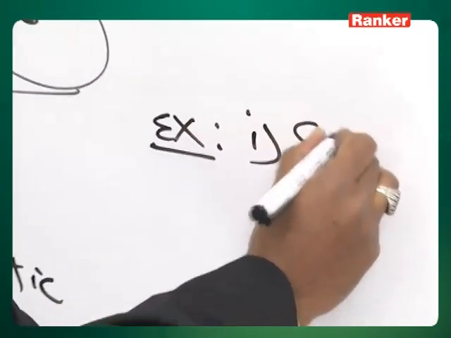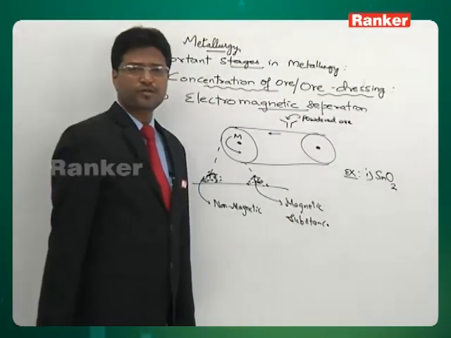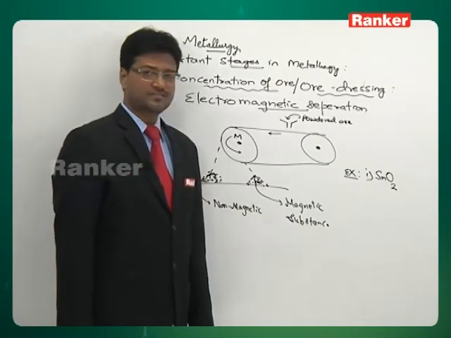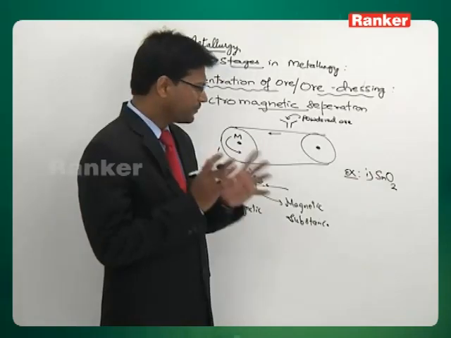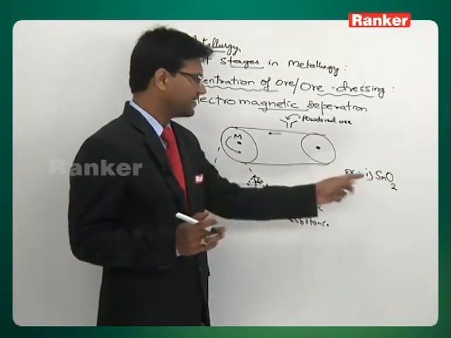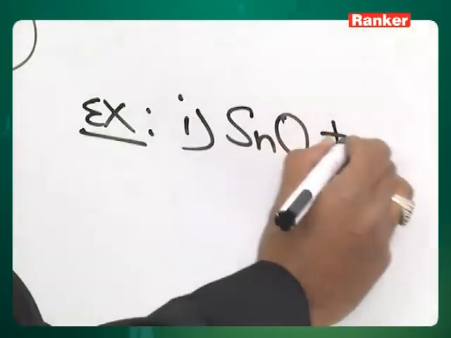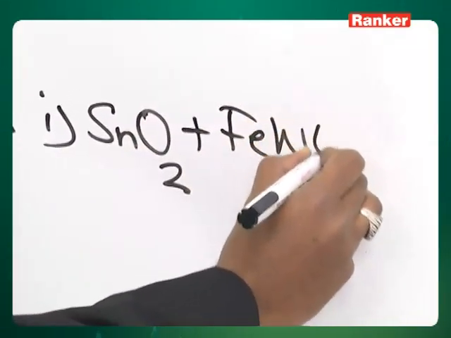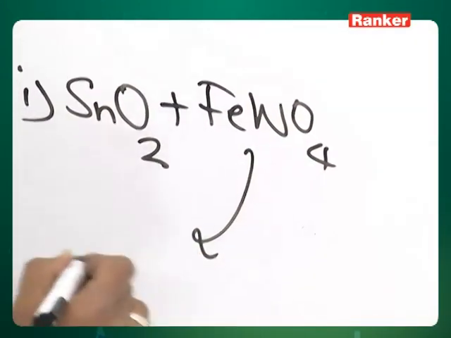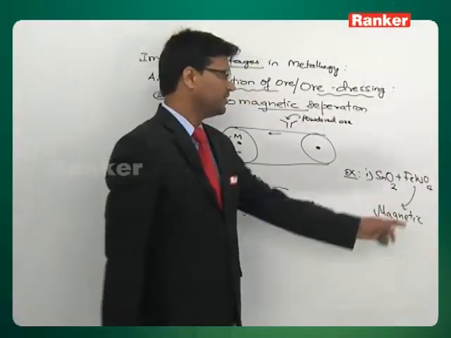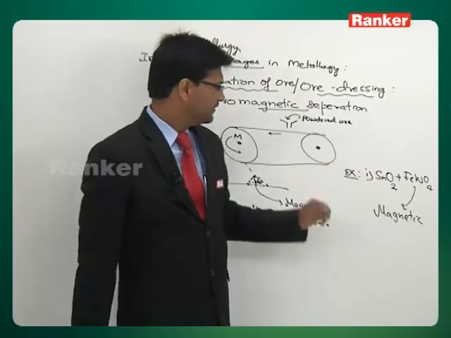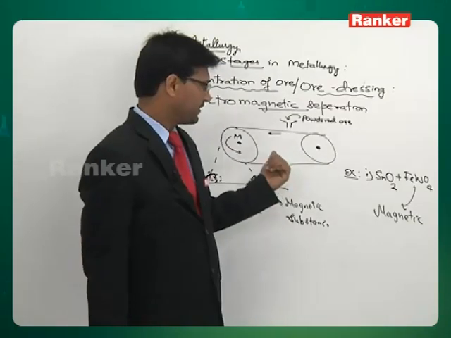Example 1: SnO2 is an important ore of tin, called stannic oxide by its chemical name. Popularly the metallurgical name is cassiterite. This consists of iron tungstate as an impurity. This is magnetic, so it will fall down as impurity during electromagnetic separation.